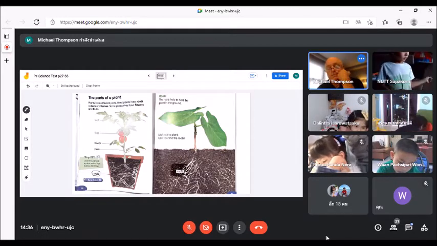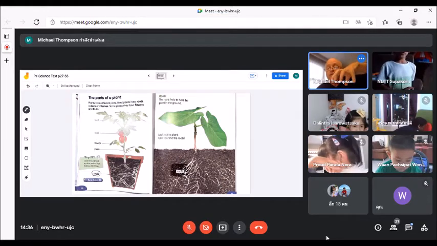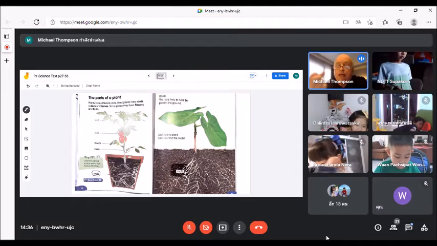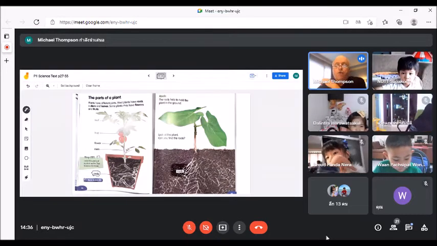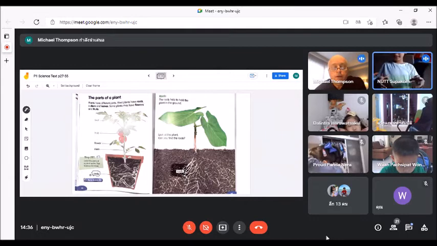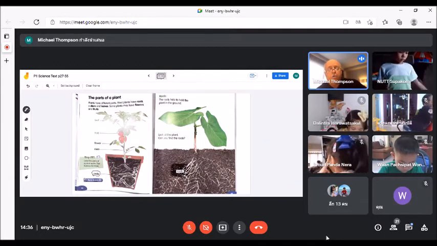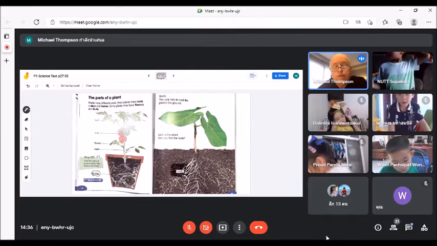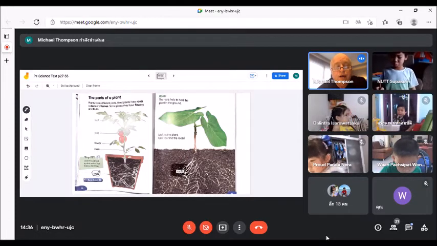Page 44. Roots also keep the plant in one place. It's got all these roots that keeps it in the ground. All right, so the roots can go very, very deep and a long way. Depends on the plant, or the tree. Trees have very big roots. All right, let's look at all the parts.